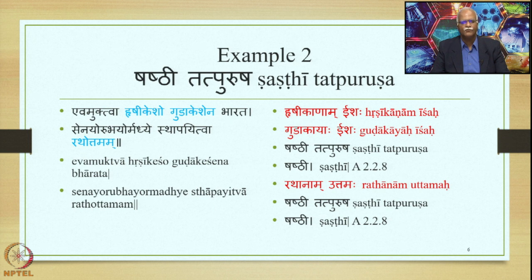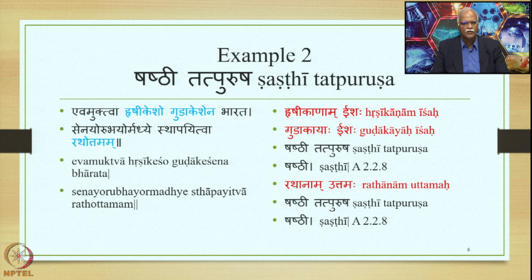Similarly, if we read this following verse, Evam Uktva Rishikesho Gudakeshena Bharata Senayor Ubhayor Madhye Sthapayitva Rathottamam, we note that Rishikesha, Gudakesha and Rathottama, these are the three samasas. The word Rishikesha is dissolved as Rishikanam Ishaha, and Rishika is the Indriya, Indriyanam Ishaha, the master of Indriyas, the sense organs, which means one who has control over the sense organs. That is Rishikesha.